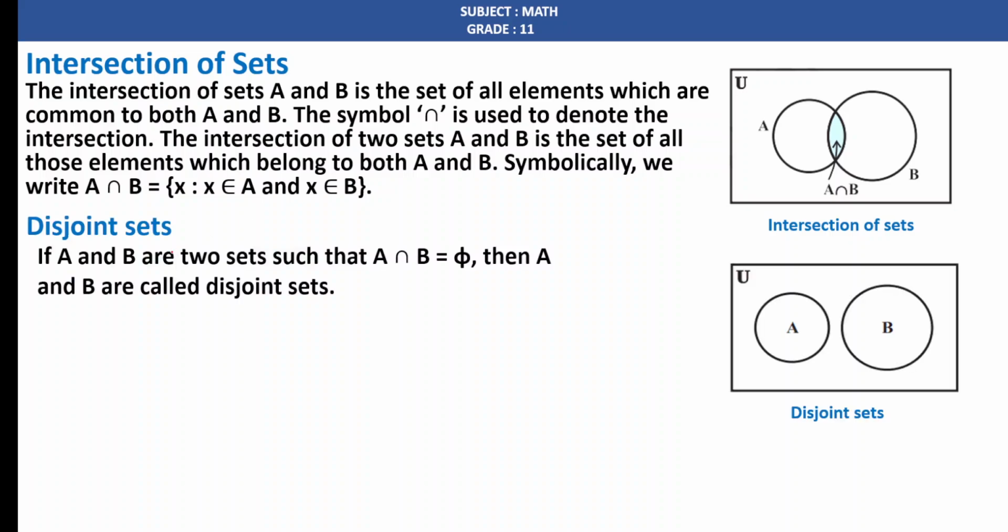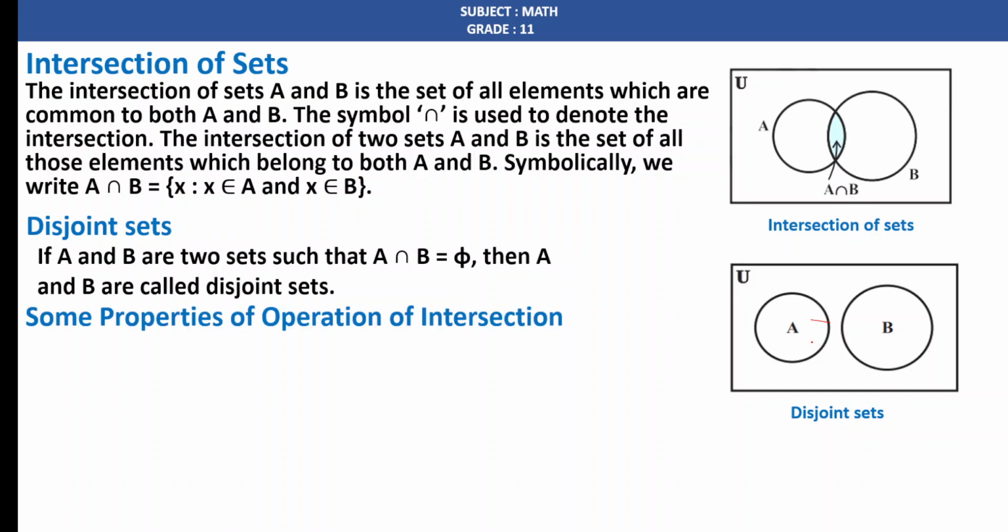Disjoint sets. If A and B are two sets such that A intersection B is a null set, then A and B are called disjoint sets. Because if no element is common between the two sets A and B, then we call the two sets disjoint sets. Some properties of operation of intersection.